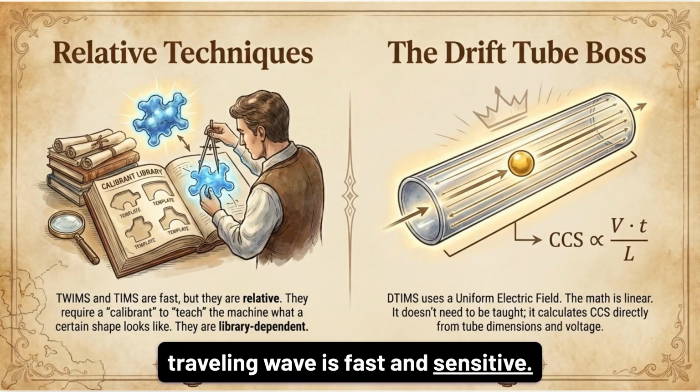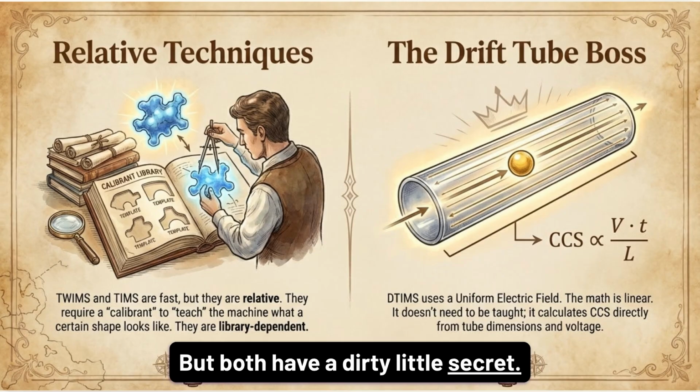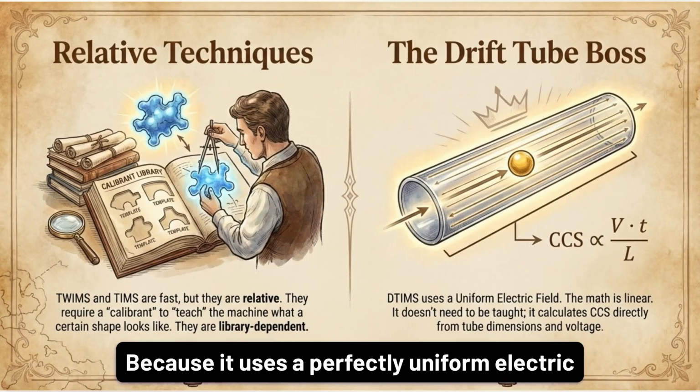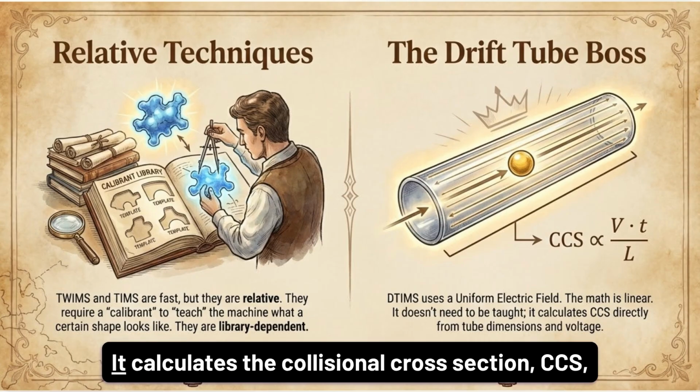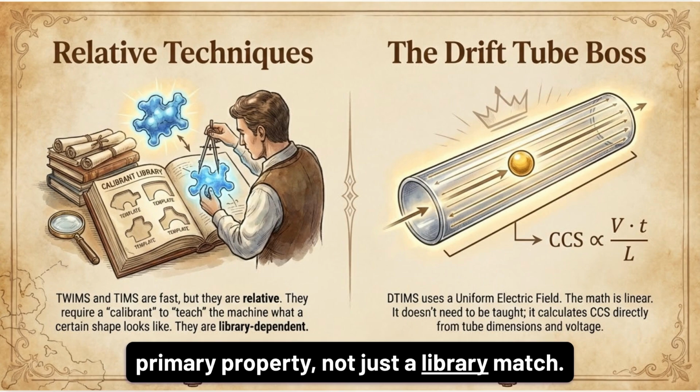Traveling wave is fast and sensitive. Trapped IMS is great for resolution. But both have a dirty little secret. They are relative measurements. They require you to run a calibrant to teach the machine. Drift tube is different. Because it uses a perfectly uniform electric field, the math is linear. It calculates the collisional cross-section, CCS, directly from the physics. DTIMS is the only method where the result is a primary property, not just a library match.